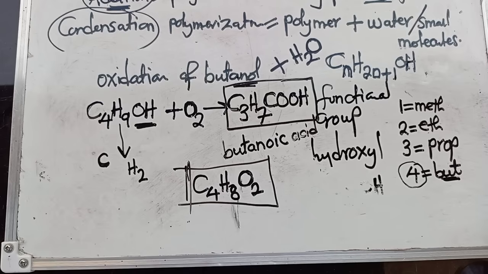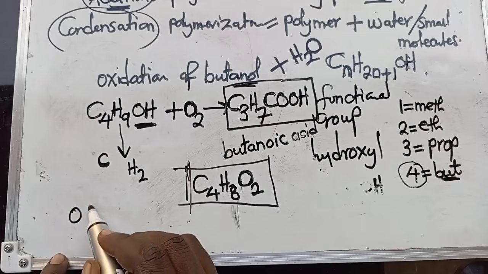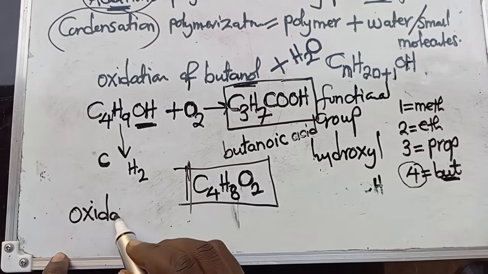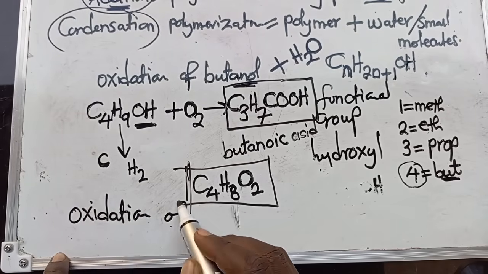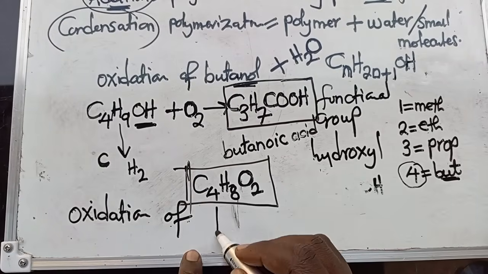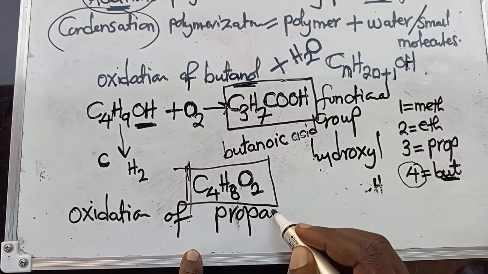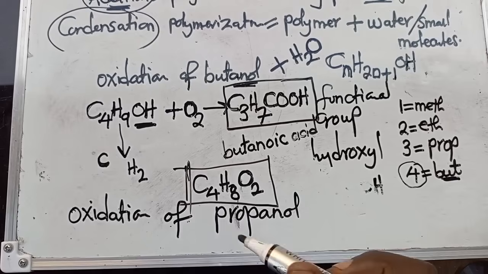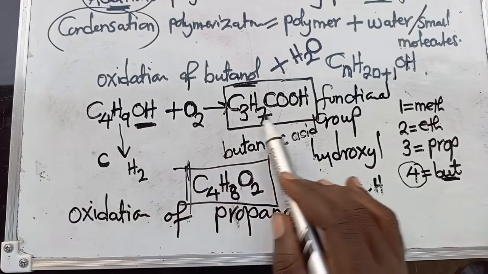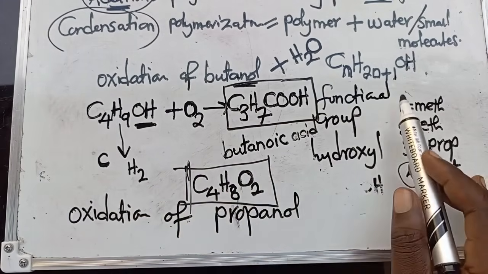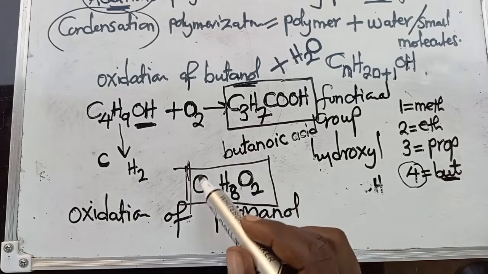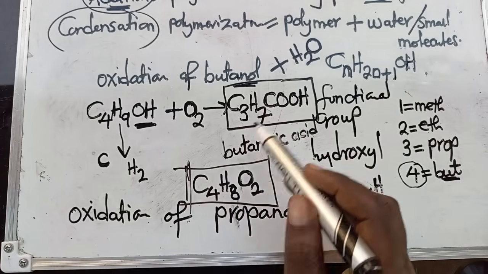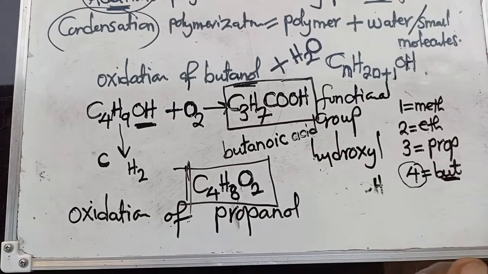I don't want to give you a lot of things. What I want from you is to write an equation for the oxidation of propanol. This is a simple exercise that I want to give you. You write an equation like this. Then you write something that is looking like this. You try to summarize it. So that is a simple exercise.